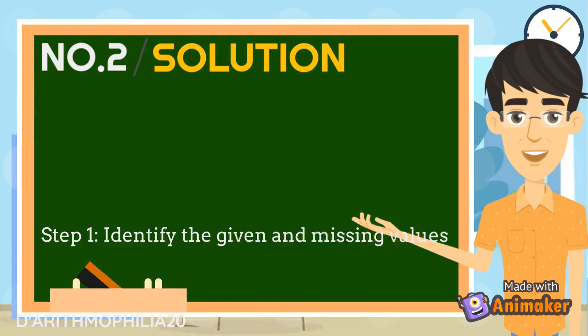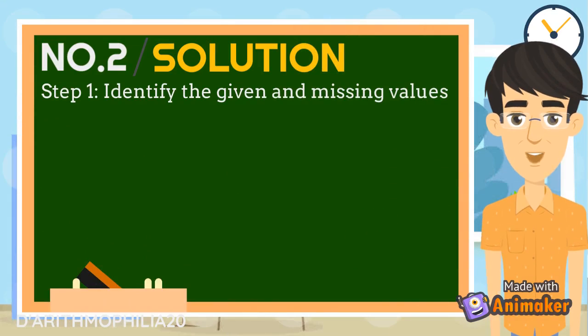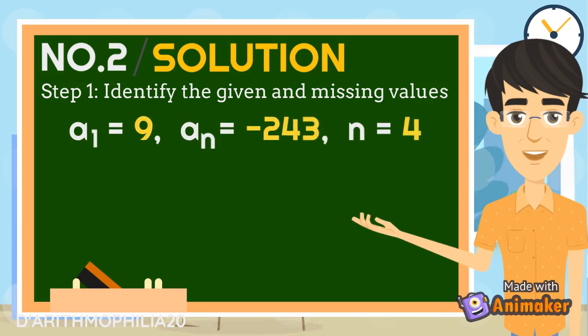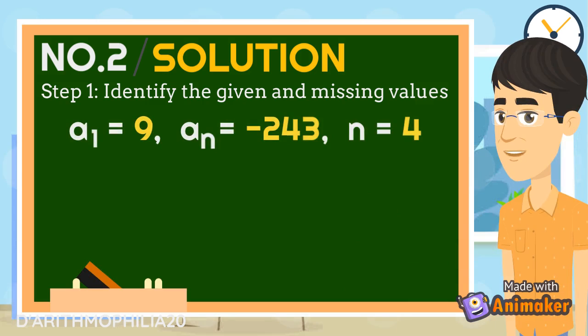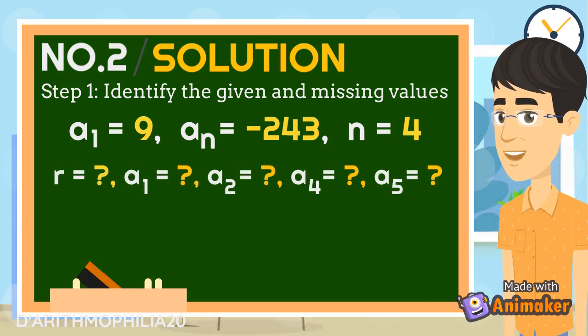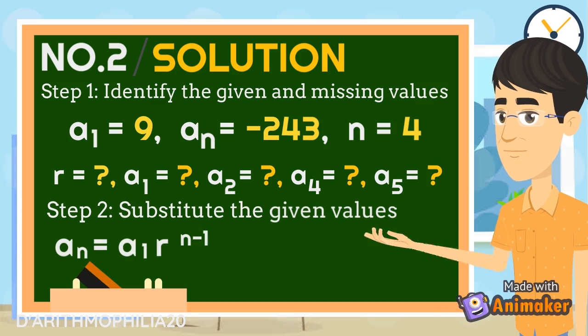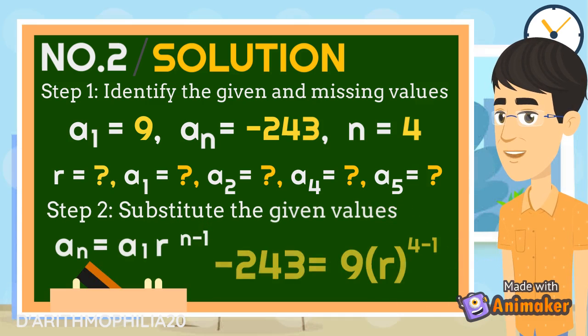First step, we need to identify the missing and given values. So, we have here, a sub n equals negative 243, we will be using 9 as the a sub 1, but our n will become 4. In this problem, the missing values are the common ratio, a sub 1, a sub 2, a sub 4, and a sub 5. Second step is to substitute all the given values to our formula. This gives us, negative 243 equals 9, times r raised to the power of 4 minus 1.